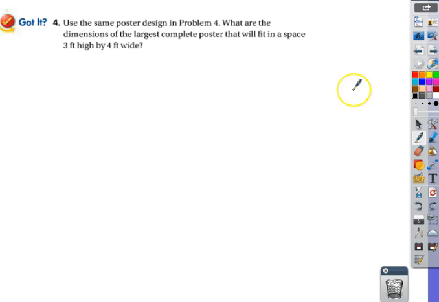Let's see if you guys get it. You guys do one. Same poster in problem 4. Our limits are 4 by 8. What's the largest we can do with a 3 by 4?